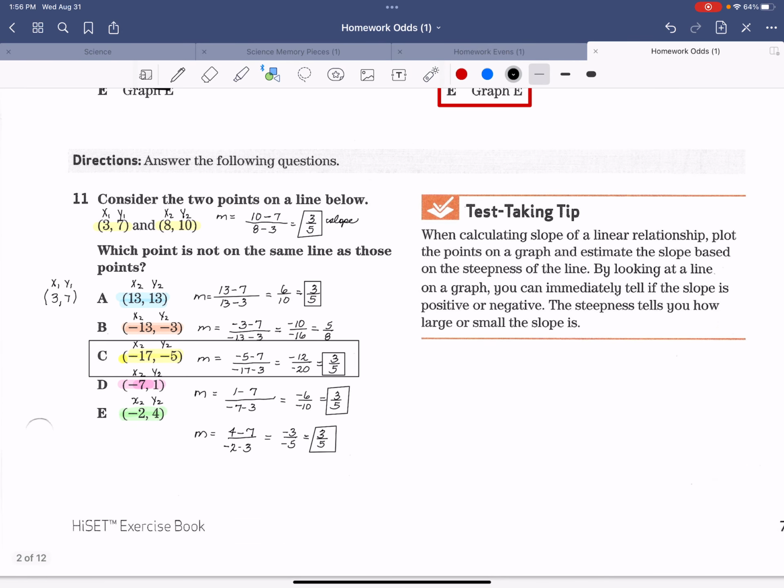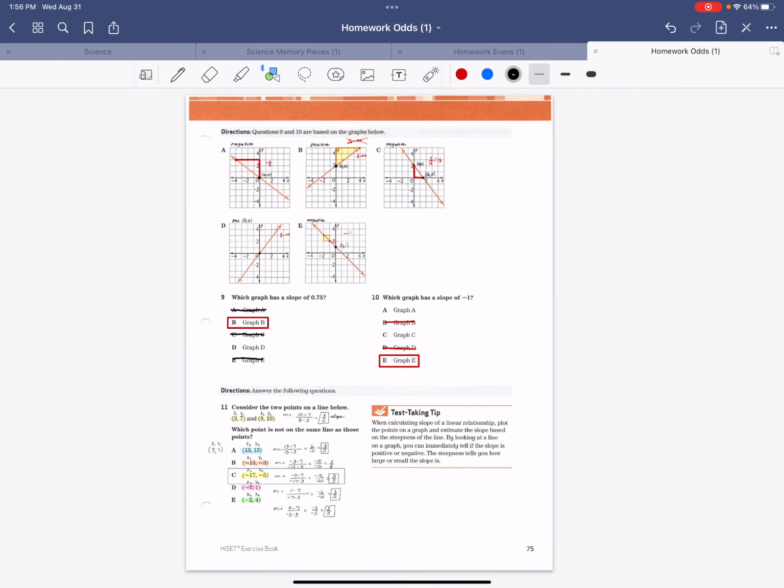Okay, we have a test-taking tool. I'll let you read that, but I would read it. It's a good one, but we've done that. That's what we did at the top there.